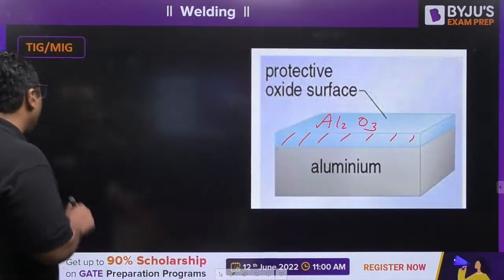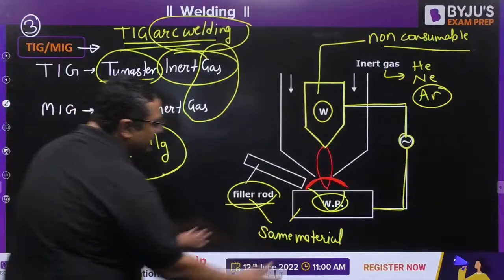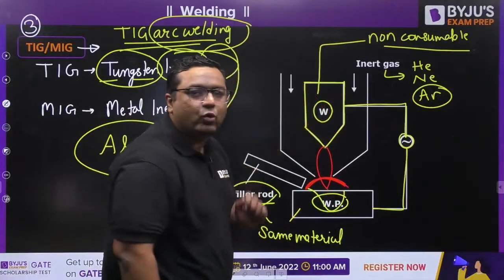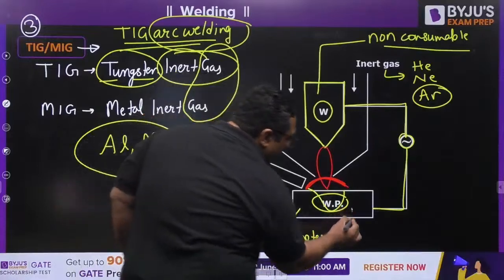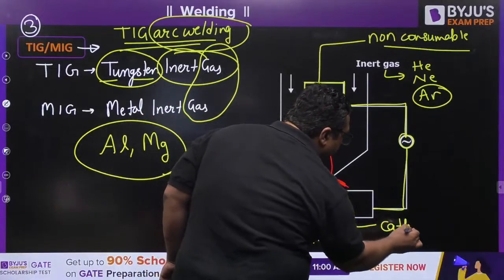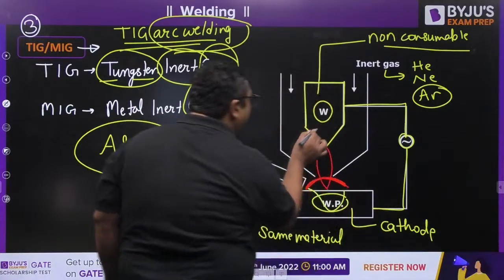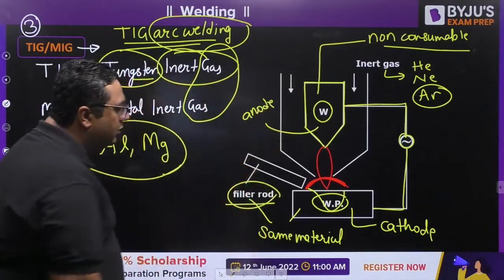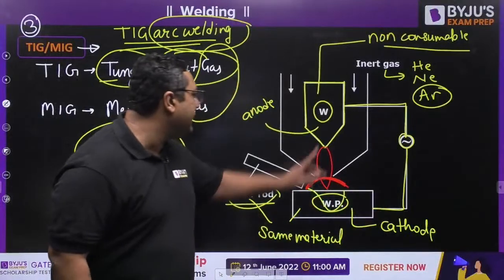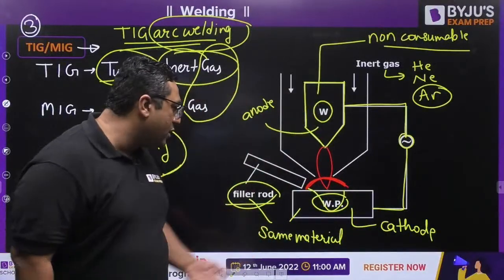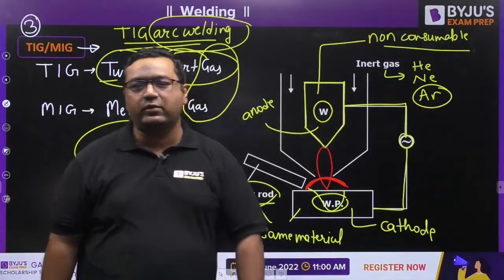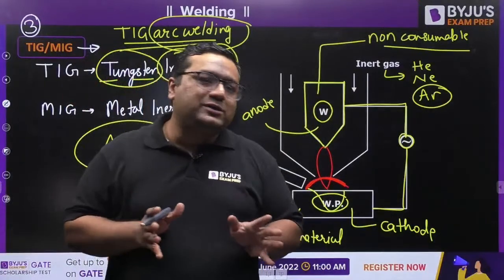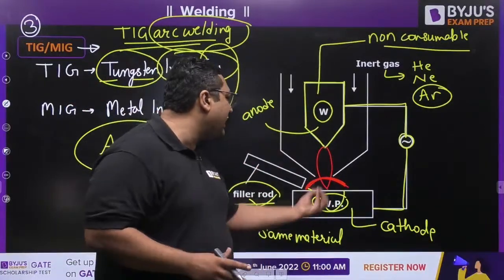Actually, till now we were making the workpiece the anode and the electrode the cathode. Here we are making the workpiece the cathode and the electrode the anode. So when we make the workpiece the cathode and the electrode the anode, what is going to happen? This is negative, this is positive. Do you remember electrons are going to go towards the anode?